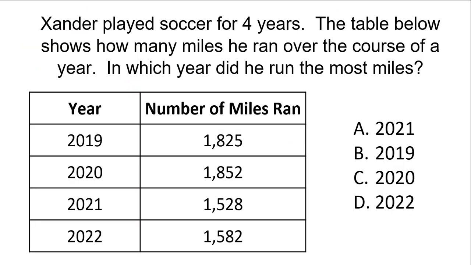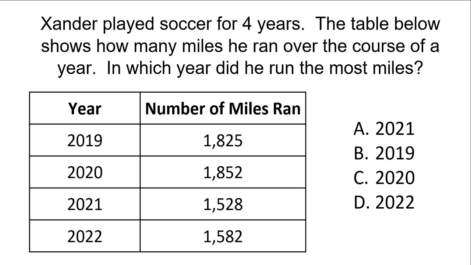So Xander played soccer for 4 years, right? The table below shows how many miles he ran over the course of a year. In which year did he run the most miles? Again, we're simply looking for the number that is greatest. We focus on the place value first of each digit, and then we eliminate. All right, so we're looking at 2019, 2020, 2021, and 2022. 2023 is not done yet, so we can't add that, but let's see what we can find out here.